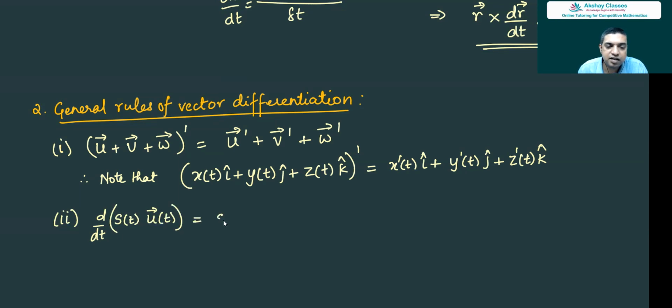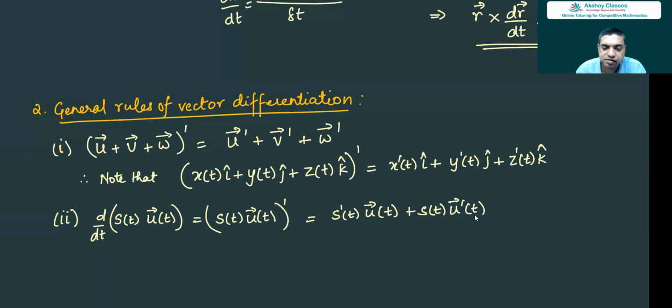In other words, s of t times u of t, derivative means that we are differentiating with respect to t. Then the uv rule applies: derivative of the first function keeping the second as it is, plus keeping the first as it is, derivative of the second. So just the uv rule of differentiation. Now, the uv rule for this was a scalar multiplied by a vector.